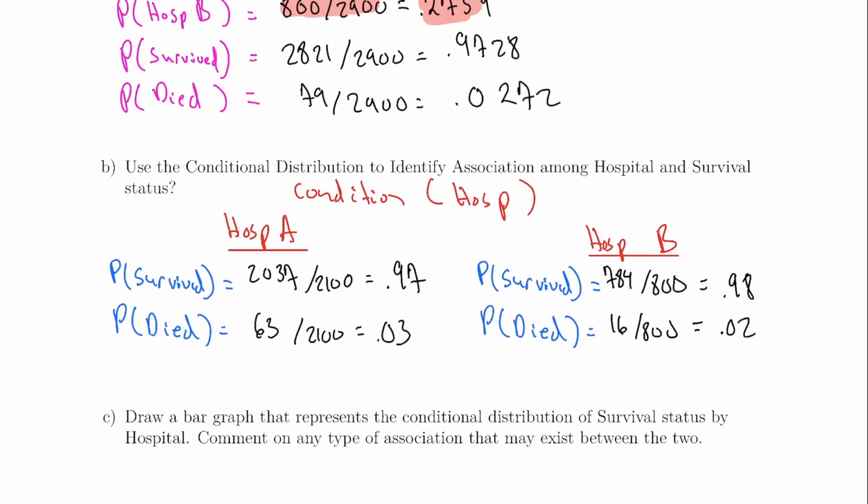All right. So the one thing I do want you to notice is that we're not using the entire table. You're only using the condition that we're focusing on. So for this one, does it make a difference which of the two hospitals you choose, or are you more likely to survive in one than the other?